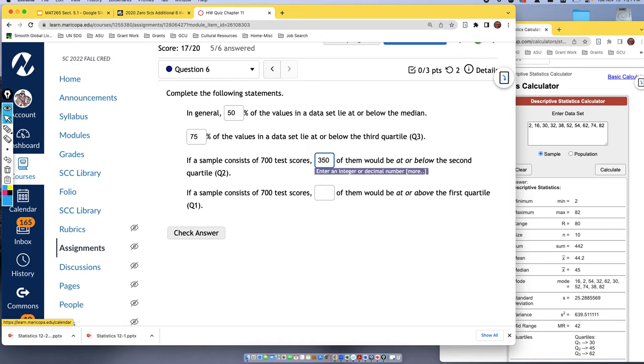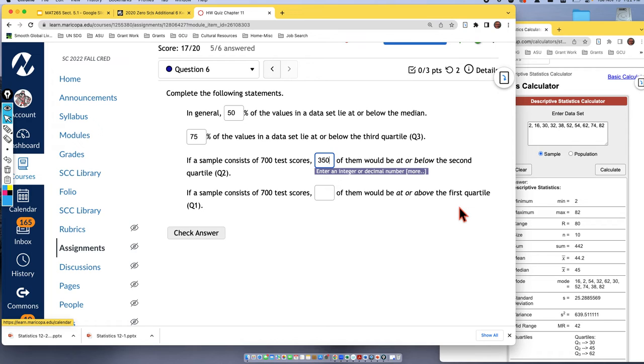Yes. So pay attention to the question. Sometimes they ask for an amount. Sometimes they ask for a percent. If a sample consists of 700 test scores, blank of them would be at or above the first quartile. At or above the first quartile. So, what's 25% of 50? Well, 25% would be below the first quartile. How much is above the first quartile? Oh, so that'd be 75%.